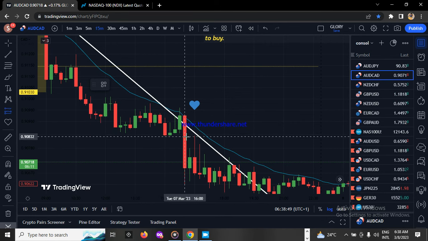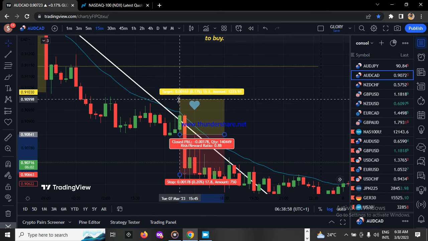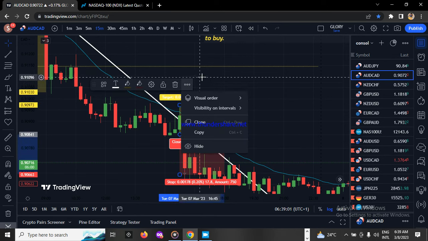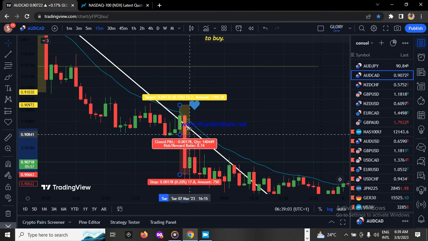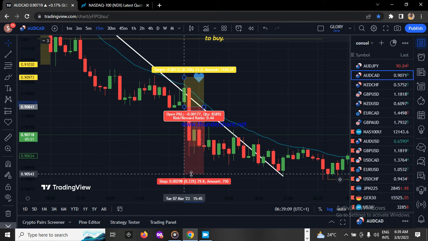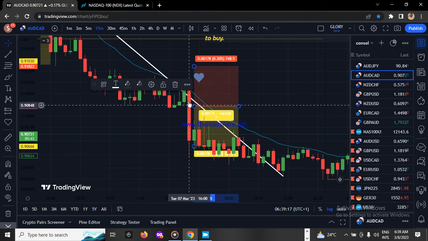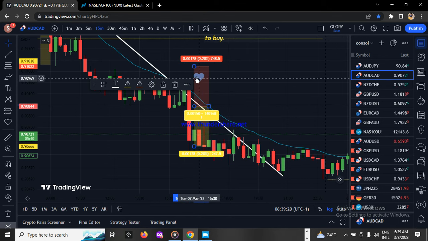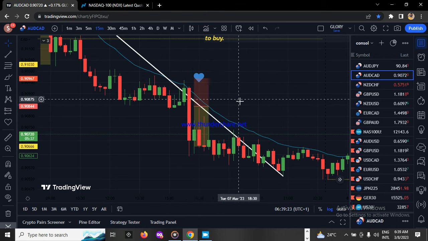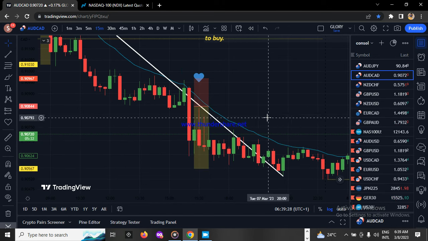then fell and reversed immediately. At this point, you put your entry at the low of the candle and your stop loss above the high of the candle, and your take profit should be 2-to-1 minimum. And that's how you would have easily cut this trade. Look at it.